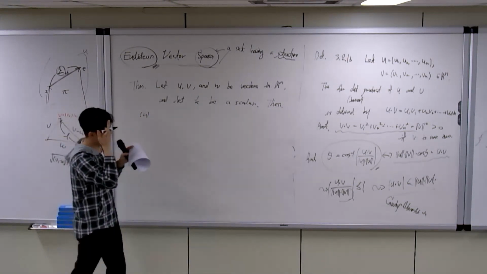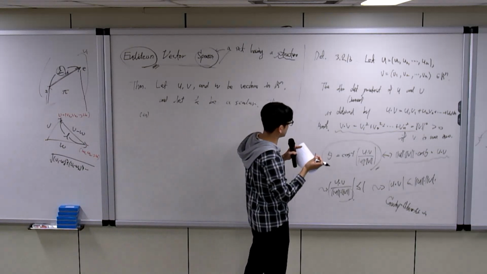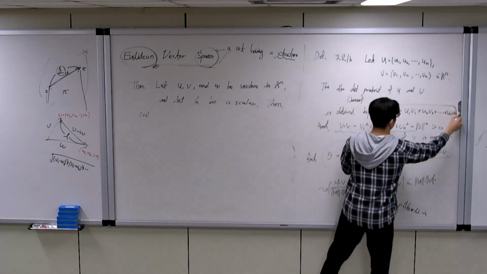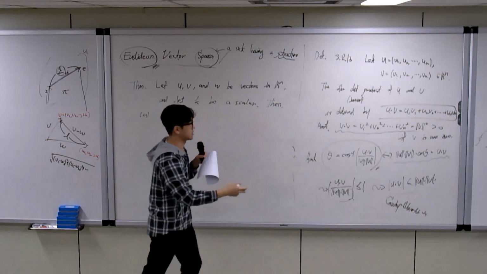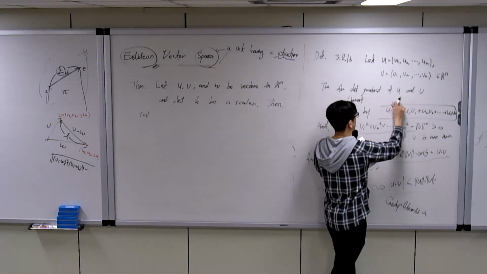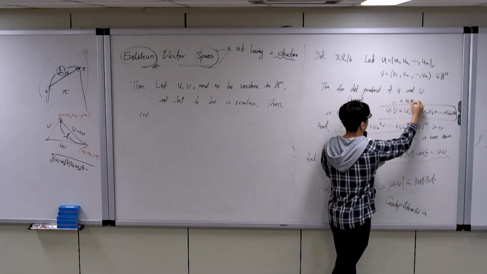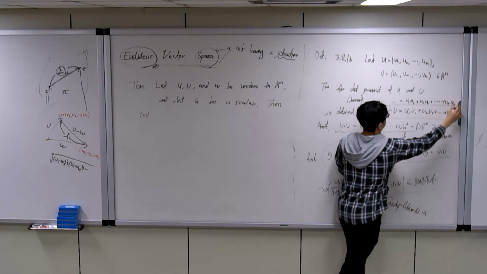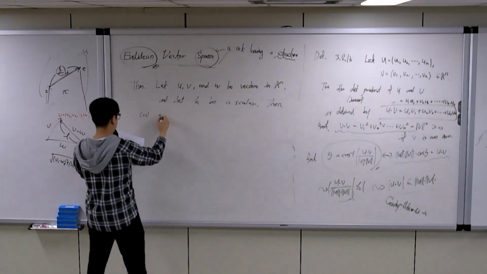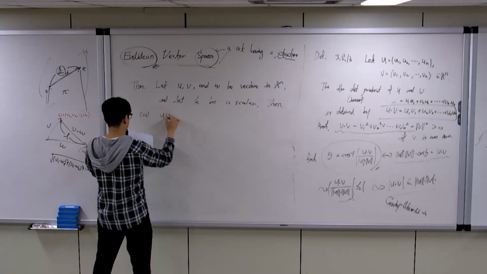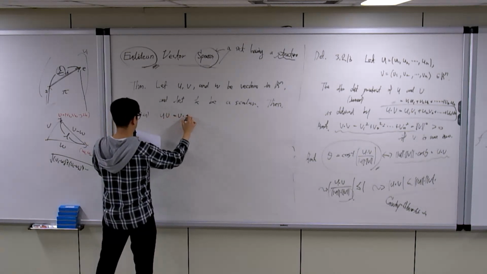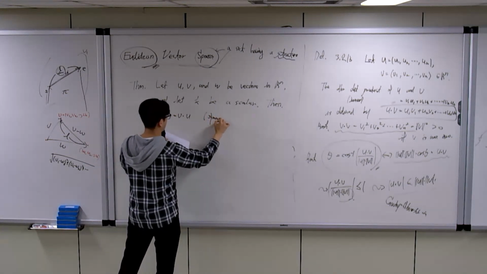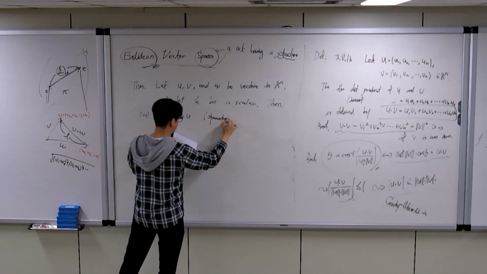By the definition of the inner product, it has commutativity because it is the same: v1 u1 plus v2 u2 up to vn un. So the first property is commutativity, or sometimes it is called the symmetry property.